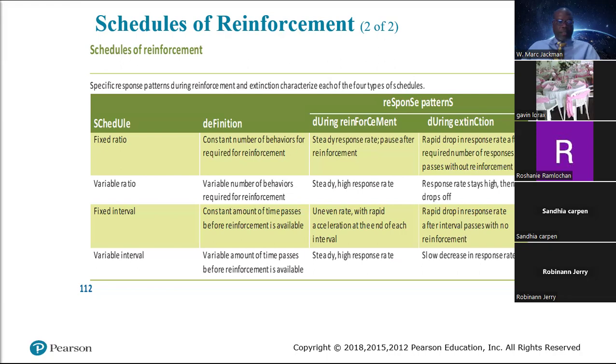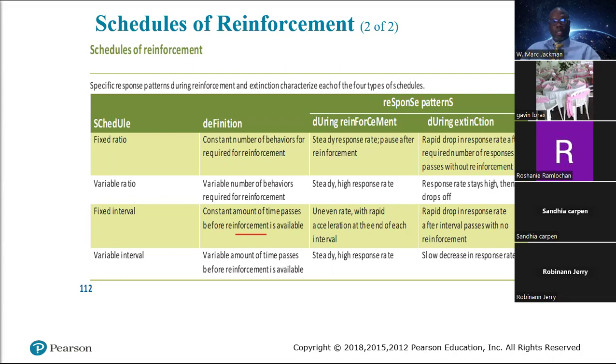And then you have the fixed interval schedule of reinforcement. That's a constant amount of time that must pass before the reinforcement is available. So if you're giving reinforcement every hour, and your class starts at 8:15, at 9:15 you give reinforcement, 10:15 you give reinforcement, and then after lunch and so on. If it's a variable interval, you give it after 15 minutes, you give it after 45 minutes, you give it after an hour and a half.